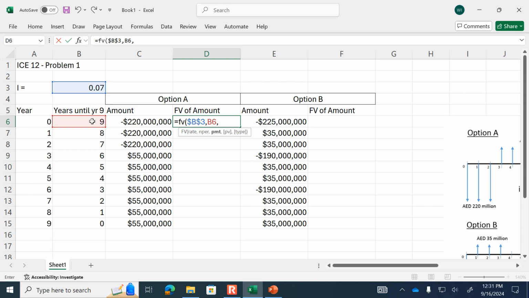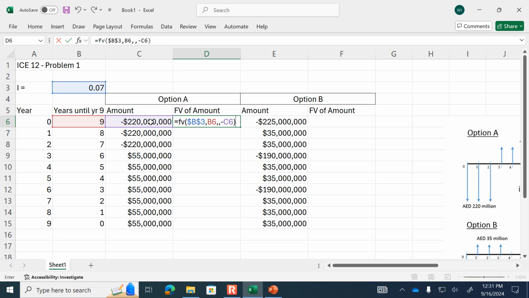Okay, put in a double comma in order to skip over the payment field because, for example, the $220 million does not recur 9 times. If we referenced that amount in the payment field, then what it would be calculating is the future value, assuming that there were 9 payments or outflows of 220 million. But that only happens 1 time in this table for the row that we're in. So we use the double comma to skip over the payment field, and it's the negative of the amount that we put into the function.